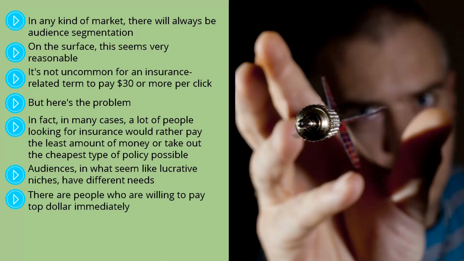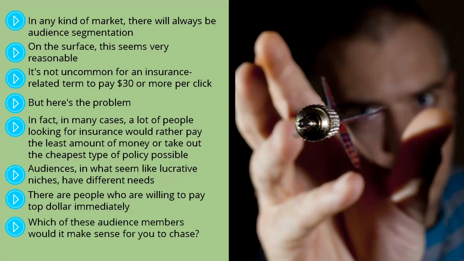There are people who are willing to pay top dollar immediately. There are people who are willing to pay top dollar later on. There are people who are not willing to pay market rates and are always looking for a bargain, but they are willing to buy now. Finally, there are people who are very cheap and are willing to wait. Which of these audience members would it make sense for you to chase? This is not rocket science. It should be quite obvious.